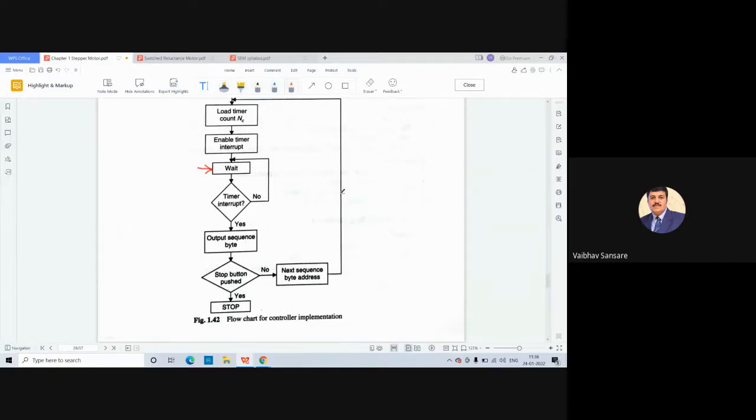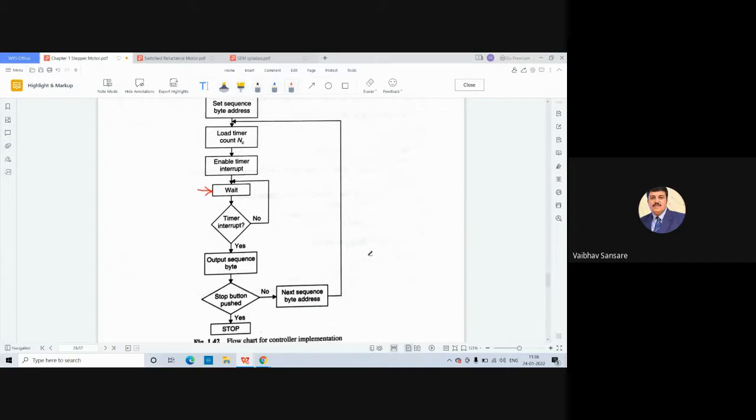and that is provided to the gate driver circuit of my stepper motor through the opto isolator. So this will be the flow chart.